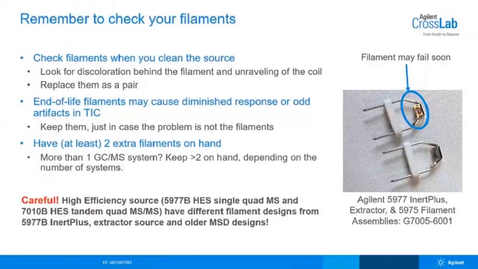But first, did you check the filaments? It's always good practice to replace the filaments before they fail. An unraveling EI filament, since it's usually coiled, or completely unraveled EI filament, and also discoloration on the metal behind that filament indicate that the filament will fail soon. Also, filaments near the end of their life can cause diminished response or odd artifacts in your chromatogram, such as negative dips in the baseline. So it's best to try to replace them before they fail.